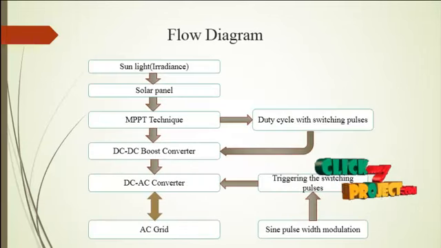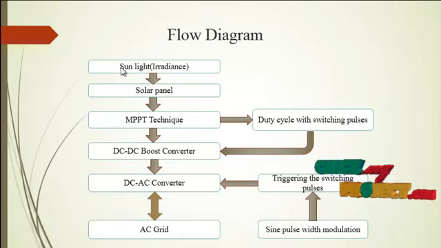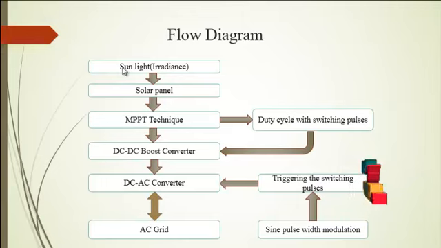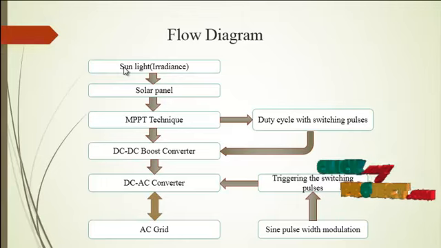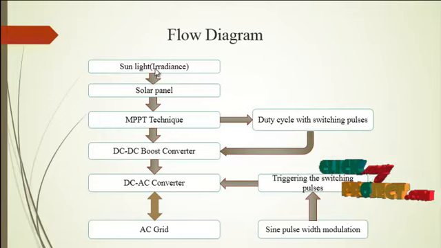Next we are going to discuss the flow diagram of the product. First we look at the irradiance. The irradiance is nothing but the solar sunlight, so we get some level of irradiance based on our sunlight. We give the input irradiance level of 1000 to our photovoltaic system, which is a solar panel.